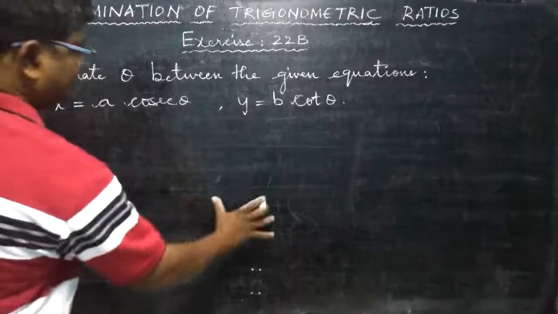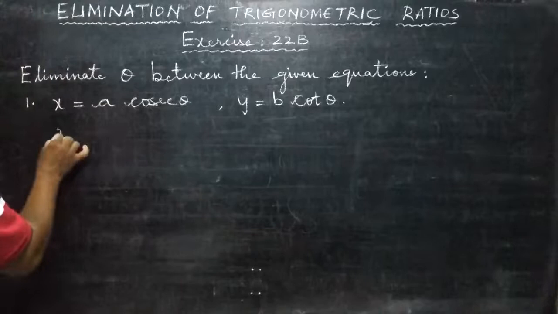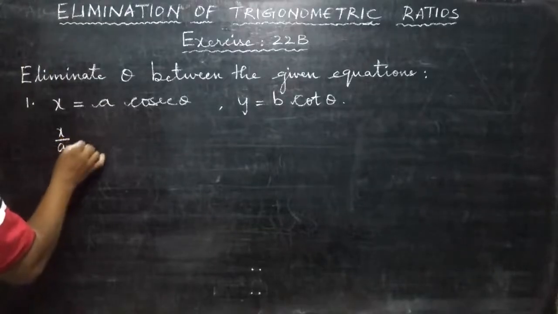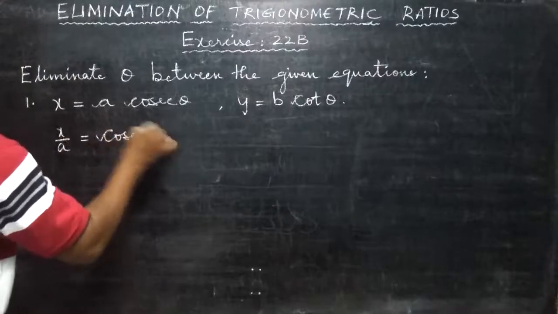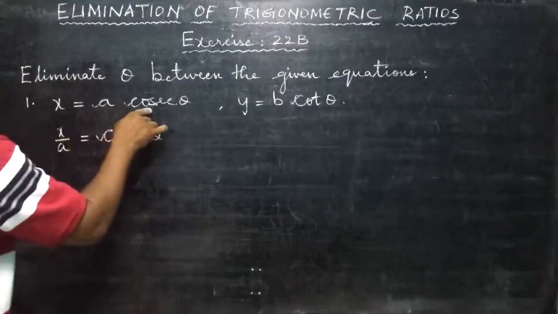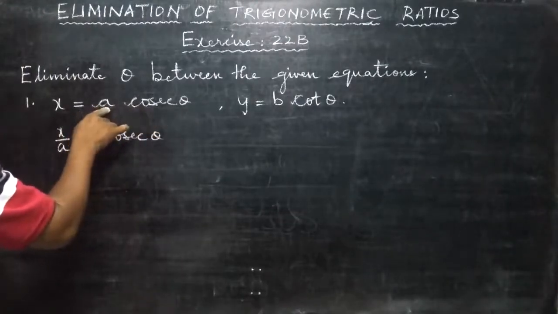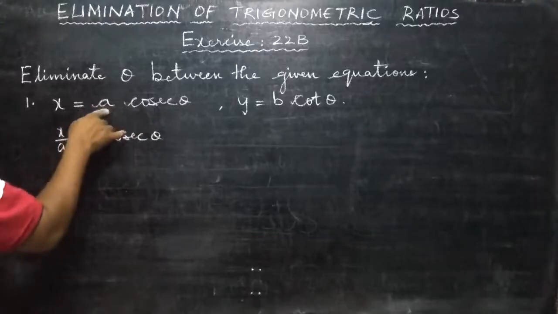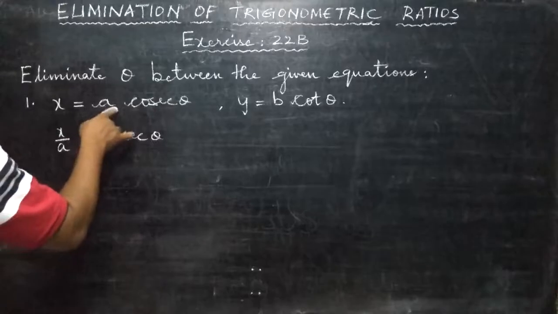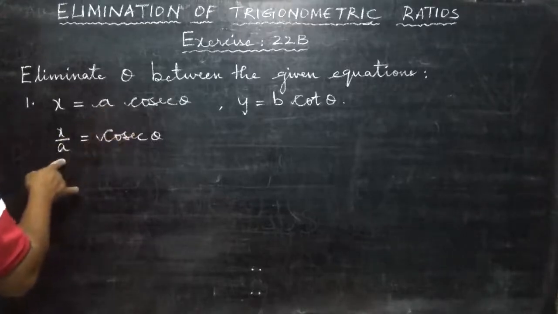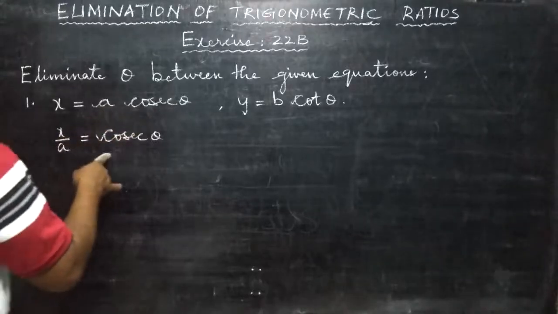Both simultaneously we will do. First bring the variables. x by a is equal to cosecant theta. They have given x is equal to a cosecant theta. a is an alphabet, a variable, so bring that variable. x by a is equal to cosecant theta, because multiplication comes to division from right to left. This is all you know.